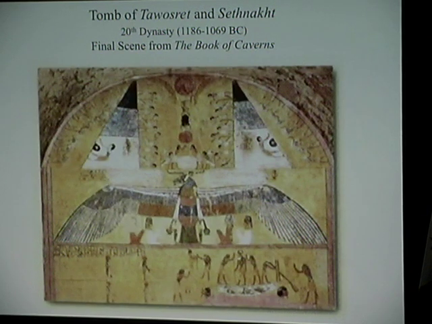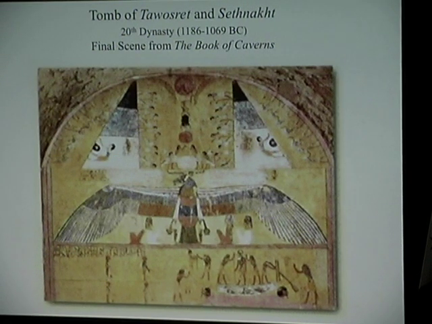One of the more interesting examples of this square root of 5 rectangle comes from the tomb of Tewazret and Setnakht. The 20th dynasty, this is a final scene from the Book of Caverns. We can see that the sun, the Keper, the scarab, is pushing the sun up, it's red, so it's still underground to be born. And I wondered about these triangles. Are there any particular triangles?